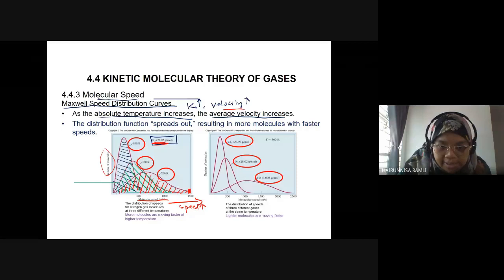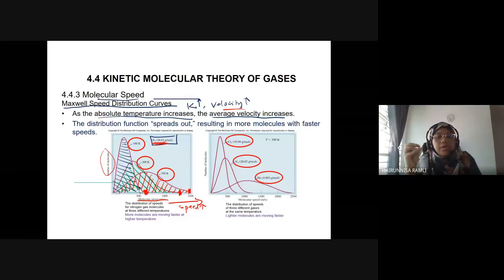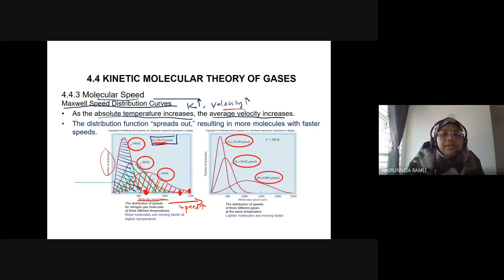So that's why kalau you tengok kat sini, 700, paling ujung dia dekat sini lah lebih kurang 1500 meter per second. 300 around here. Okay, I hope you can see this one. And 100 is around here. So nampak tak? Ujung dia tu. So itu adalah maximum speed dia. So kita nak tunjuk yang sebenarnya that when we have different temperatures, as we go higher absolute temperature, okay, the speed will also increase. Okay, tapi number of mole dia tak berubah.